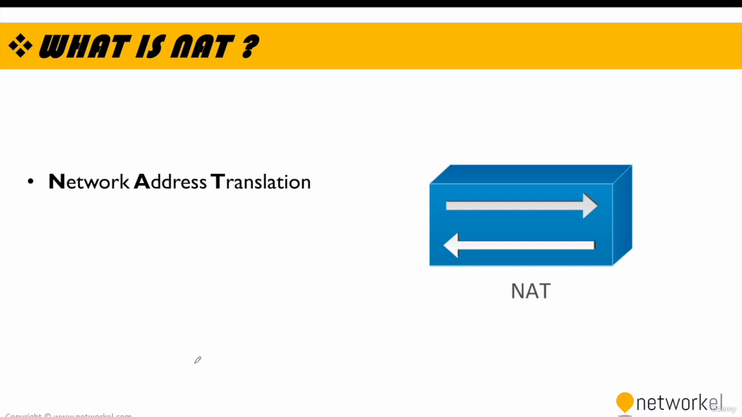In this video, we will talk about network address translation, NAT. Network address translation is a method of remapping one IP address space into another by modifying network address information in IP datagram packet headers while they are in transit across a traffic routing device.